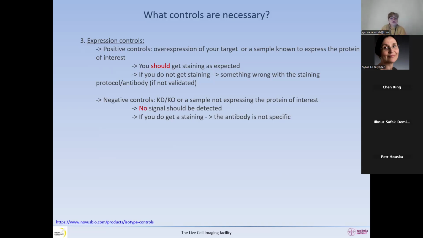For a negative control, knockdowns or knockouts of a sample, so they don't express the protein of interest. No signal should be detected. Of course, this is much more difficult if you have tissues. What you can do is perform a knockdown or knockout in cells, and then make a pellet and work with that pellet, process it as if it were a tissue. If you do get a staining, that means the antibody is not specific.